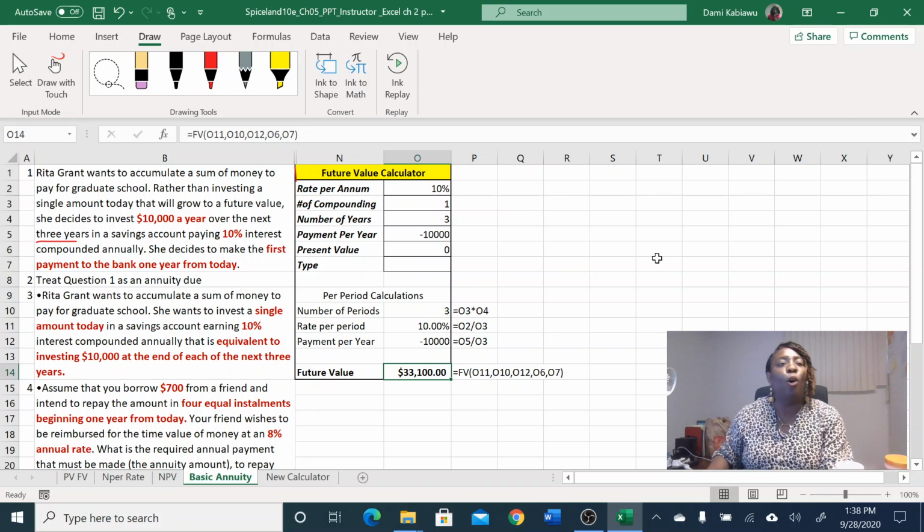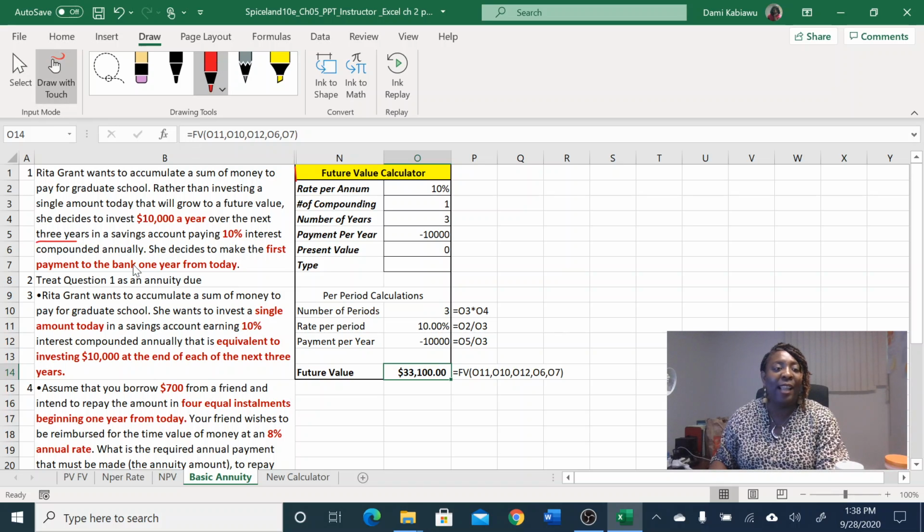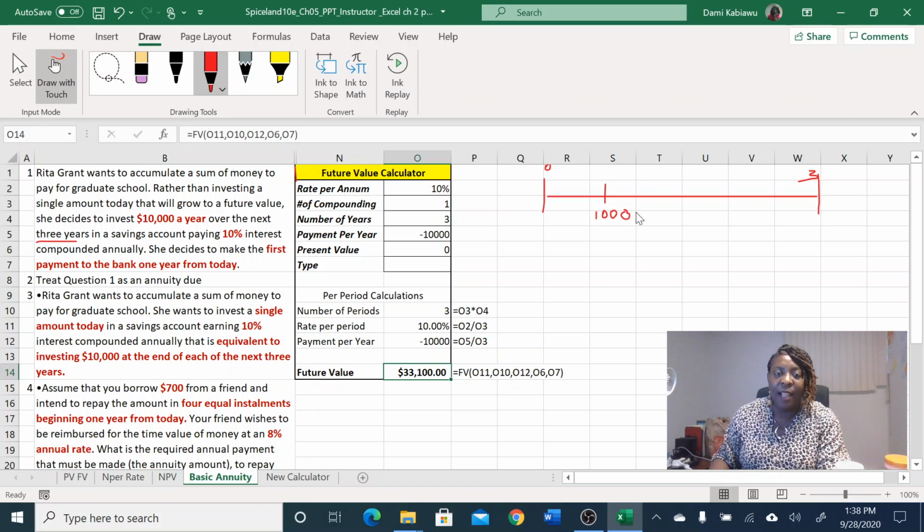This is an example of what we call an ordinary annuity. An annuity that starts in the next period. So for this problem, Rita put away $10,000, the first payment starting a year from today. In other words, end of period 0, beginning of period 1. She did the same here. And then she did the same here.